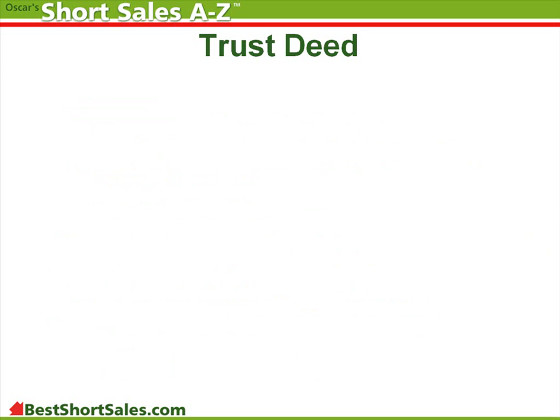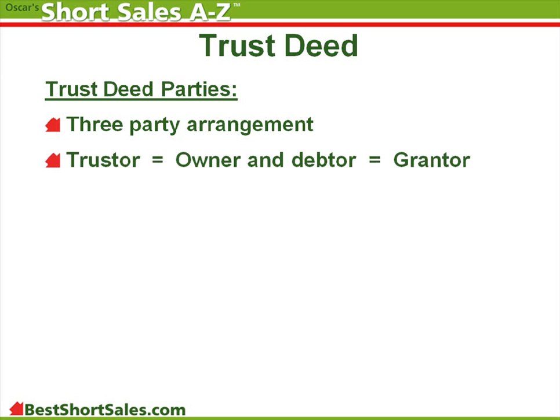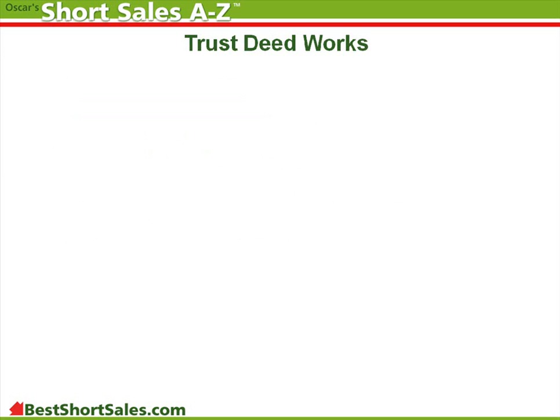Trust deeds are the collateralization instrument of choice on the West Coast. They have been used for decades. Because of their effectiveness, trust deeds are now common in many other states. Trust deed parties. Trust deeds are a three-party collateralization arrangement. The owner of the collateral property is the debtor, trustor, and grantor. A title company or attorney is the trustee and grantee. The creditor is the beneficiary.